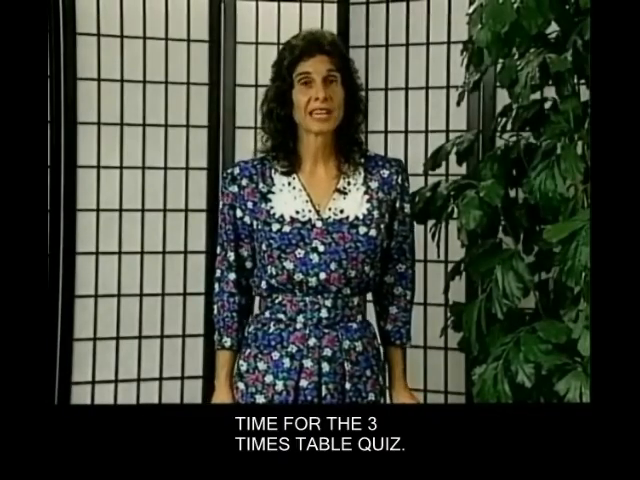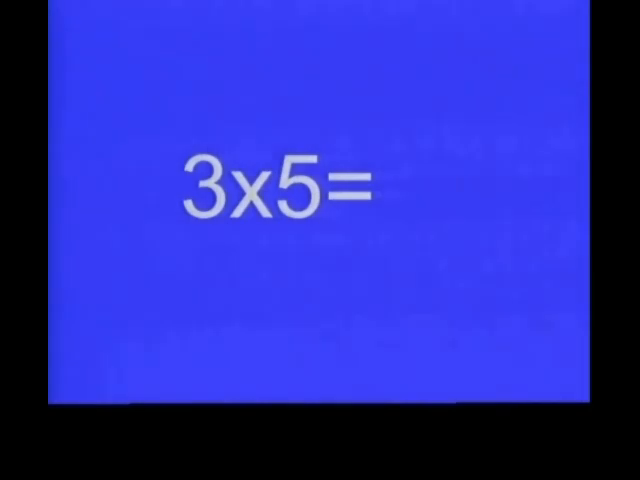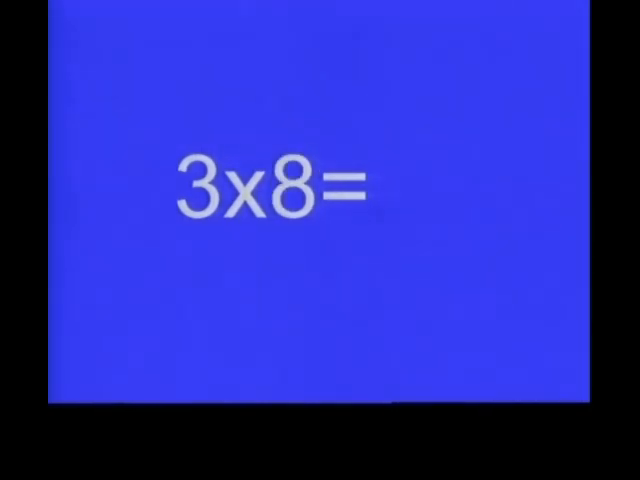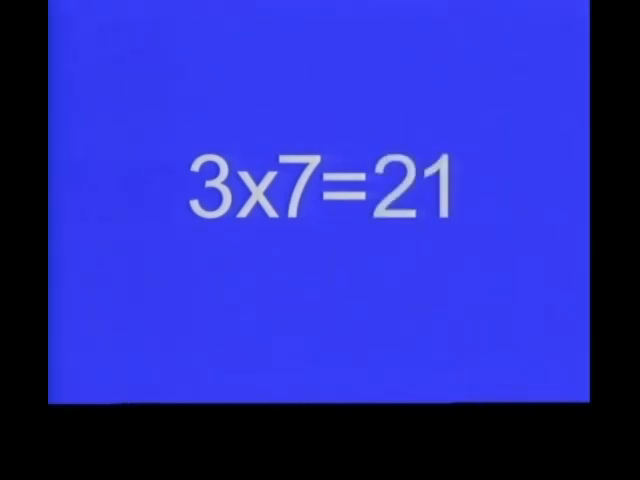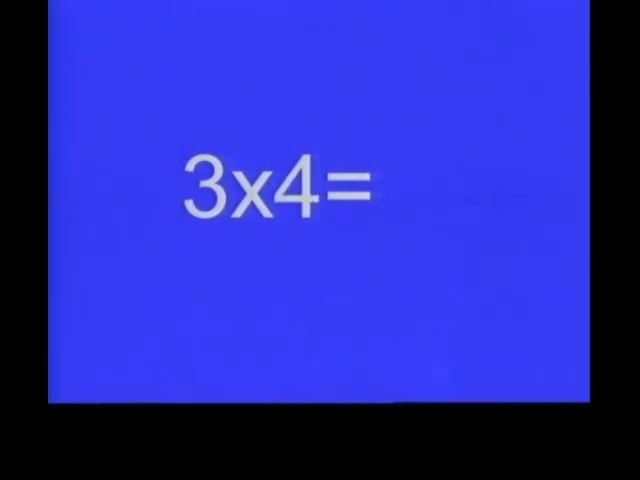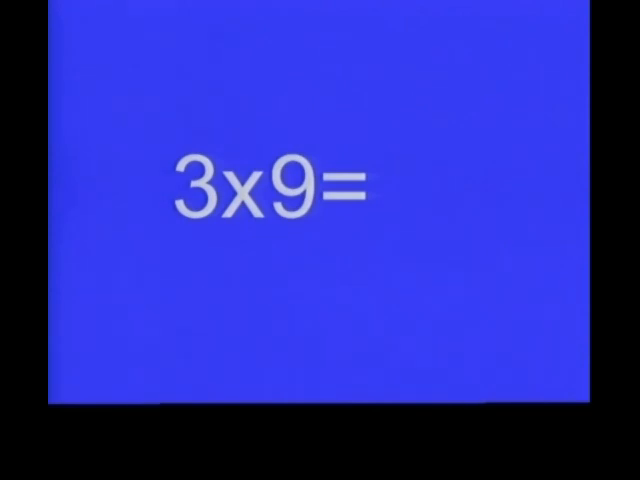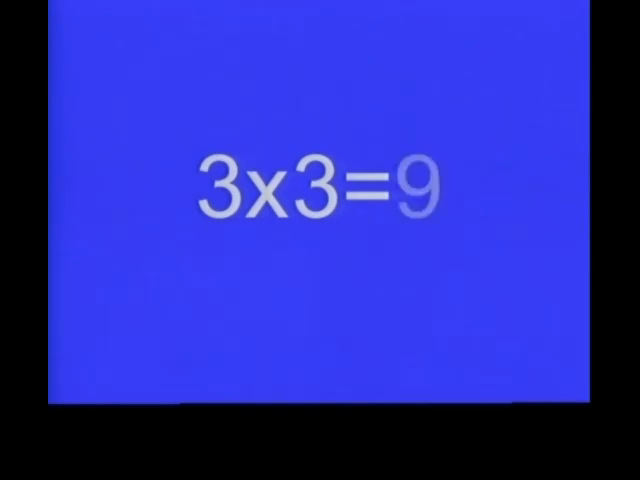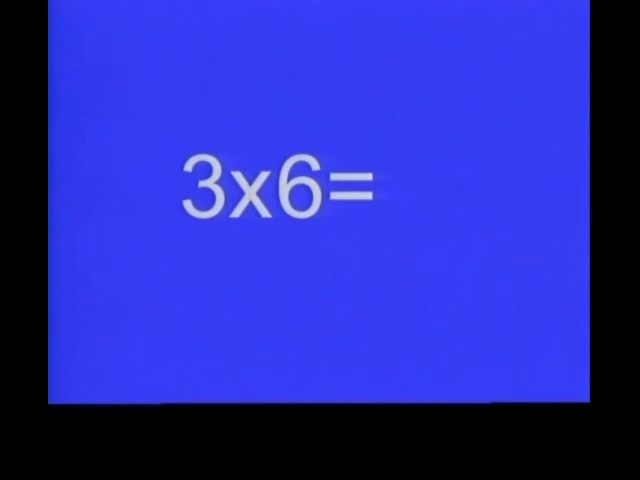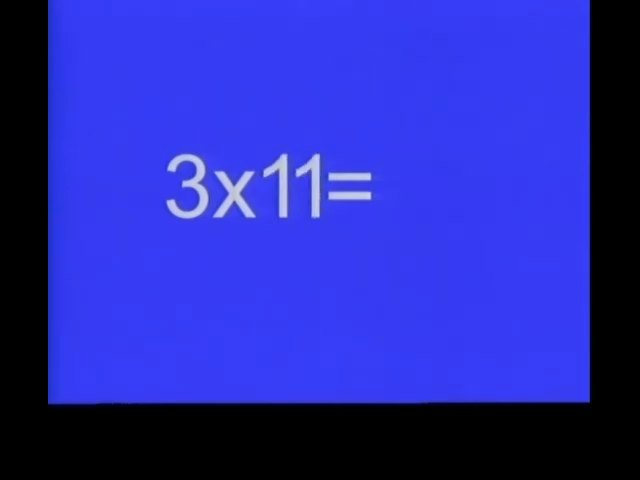Time for the 3 times table quiz. 3 times 5 is 15. 3 times 8, 24. 3 times 1, 3. 3 times 7, 21. 3 times 4, 12. 3 times 9, 27. 3 times 12, 36. 3 times 10, 30. 3 times 3, 9. 3 times 6, 18. 3 times 11, 33.